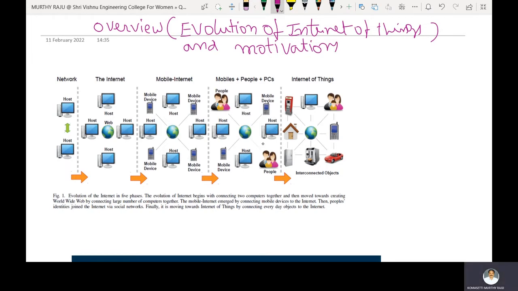Coming to the evolution of Internet of Things, in olden days, as in this figure, these two hosts are computers connected by using wires or routers. Generally, in accredited institutes, government offices, military applications, universities, and such research centers, only computers are connected by using routers and cables to exchange their ideas. That is the first one, that is called a network. Connecting computers with wires and routers is called a network. In olden days, such networks were used for exchanging information.